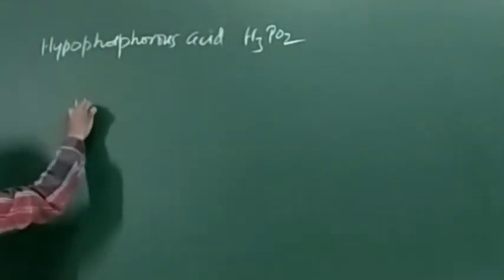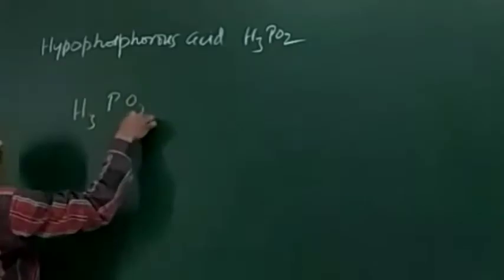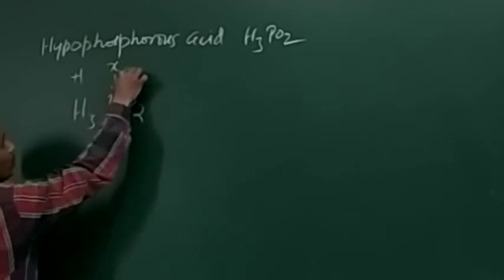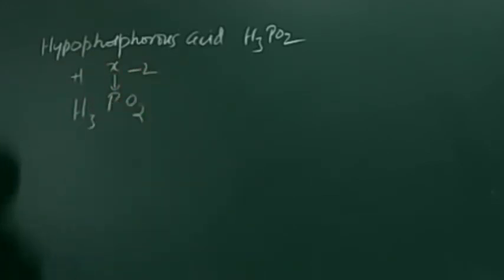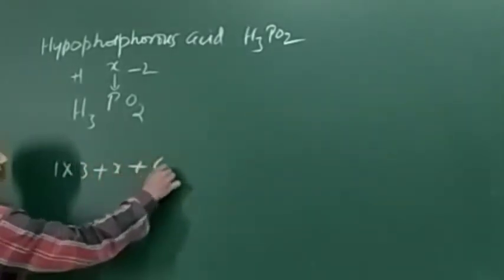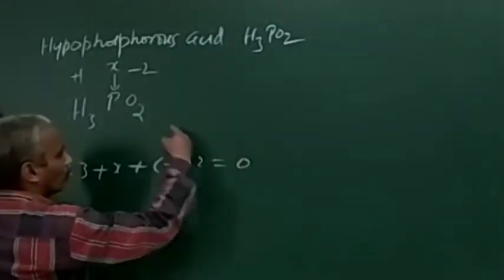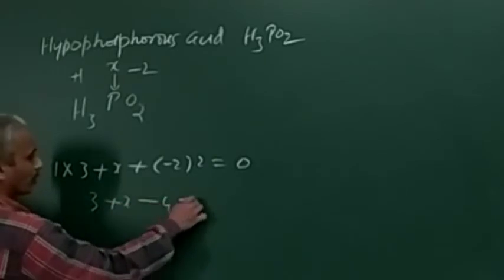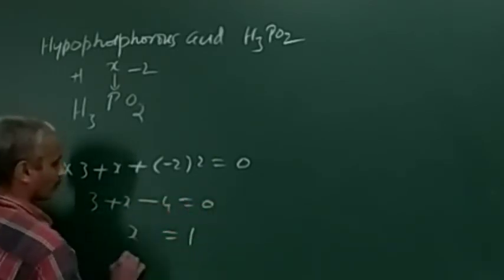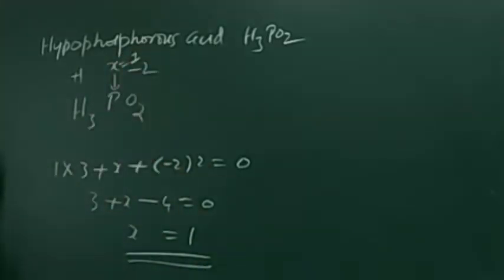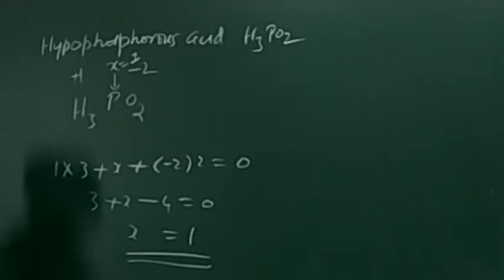The oxidation state of phosphorus in H3PO2: this is X, +1 for each hydrogen, -2 for each oxygen. So 1 into 3 plus X plus -2 into 2 is equal to 0 because it is a molecule. So 3 plus X minus 4 equals 0, X equals 1. It means phosphorus is in the +1 oxidation state here. That is the first thing which can be asked.